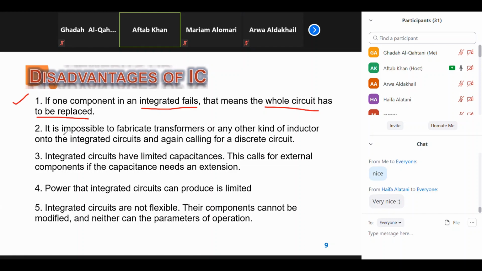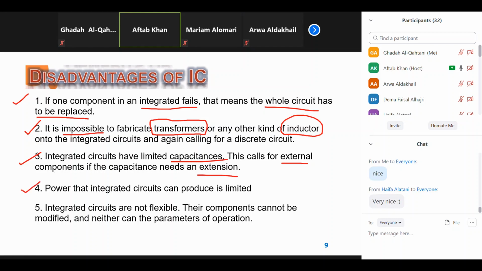Second, it is impossible to fabricate transformers. You know the size of the transformer is very large, and we cannot design a transformer inside the IC. Also inductors, capacitors. Small capacitors are possible, but large capacitors are not possible. So this is another disadvantage. Integrated circuits have limited capacitance, as I just said. So low value capacitance is possible, and when we need a large value, we need to have an extra external capacitor. So transformers, inductors, and large capacitance cannot be fabricated inside the IC. Only components designed from semiconductor devices.